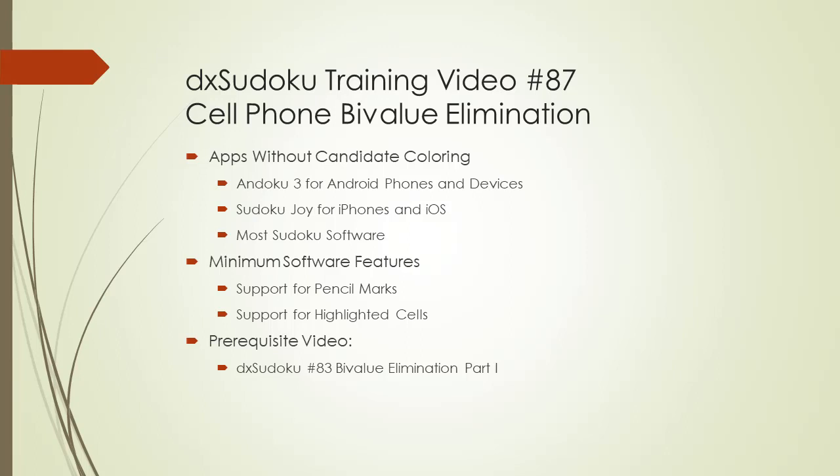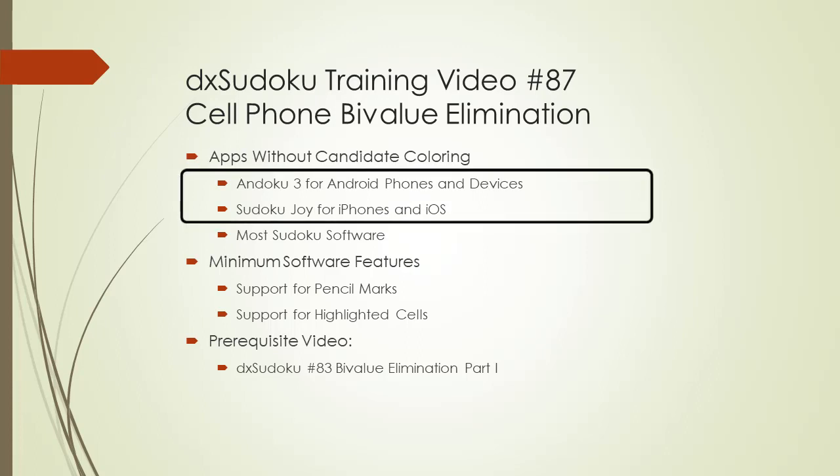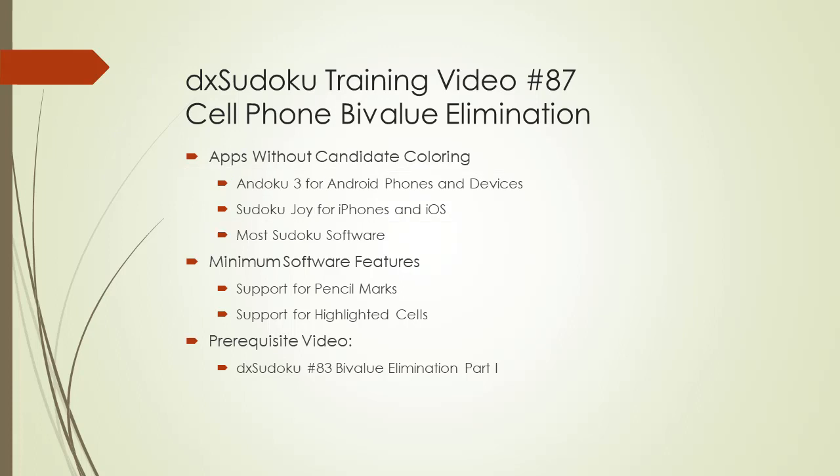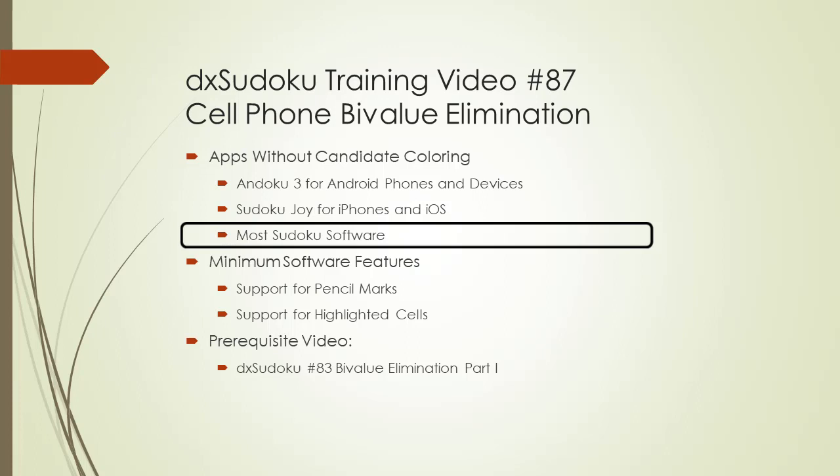In this video, I'm going to show you how to do by-value elimination with apps that do not support candidate coloring. Apps without candidate level coloring features include cell phone apps like Endoku 3 and Sudoku Joy. Most Sudoku software I have seen does not support candidate level coloring features like dxSudoku does.